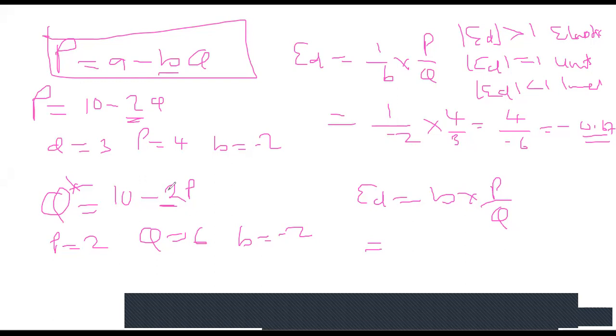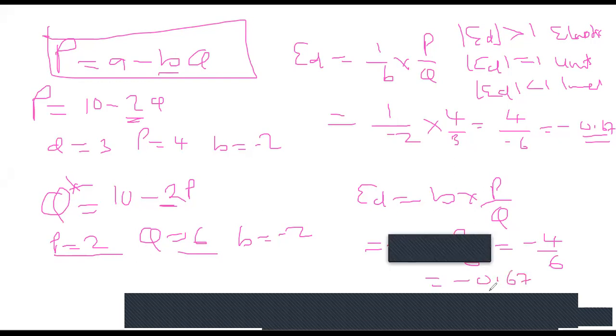Our slope in this case is what? Negative 2. Our price is what? Positive 2, as was given. The quantity is what? 6. So here we're going to have negative 4 over 6. Then we're going to have negative 0.67. So here demand is what? Also inelastic.